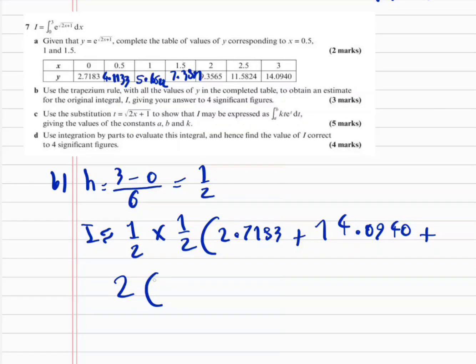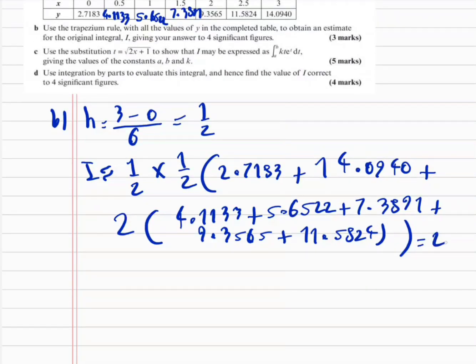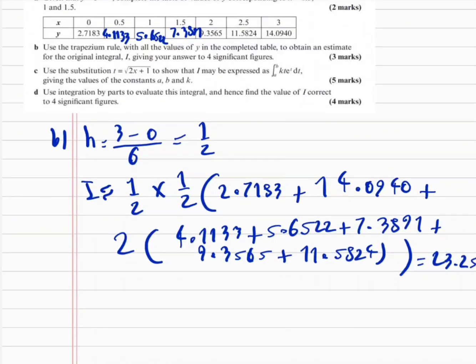So we have 2 bracket 4.1133 plus 5.6522 plus 7.3891 plus 9.3565, and finally 11.5824. And this gives us 23.25. So that's our approximation of the area by the trapezium rule.